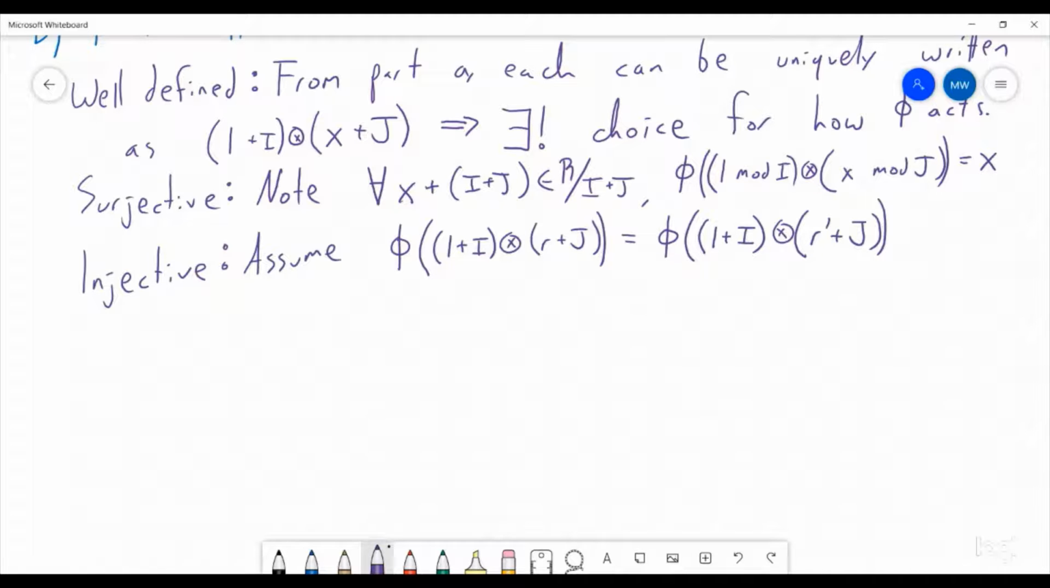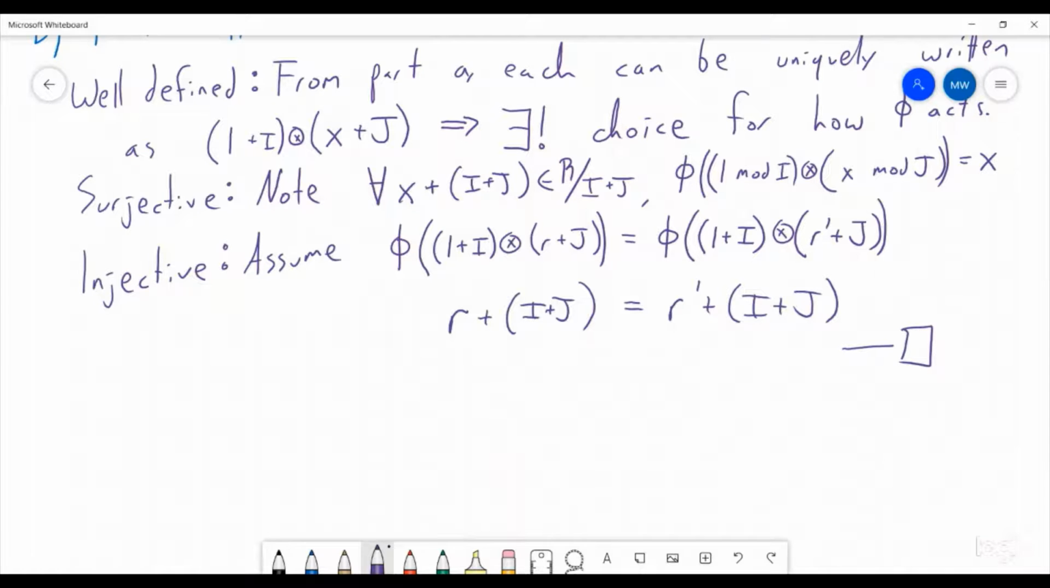Now I'm able to write them like this because every single one of these can be written uniquely in this form. So now that we have this, how are we going to show the rest of this? Well, if we take the product, the first one goes to just r plus I plus j, which means that is equal to r prime plus I plus j. And now we have to show, why does this mean that r is equal to r prime? Well, they're equal to each other mod I plus j, and so therefore they are going to be the same. So it is injective.